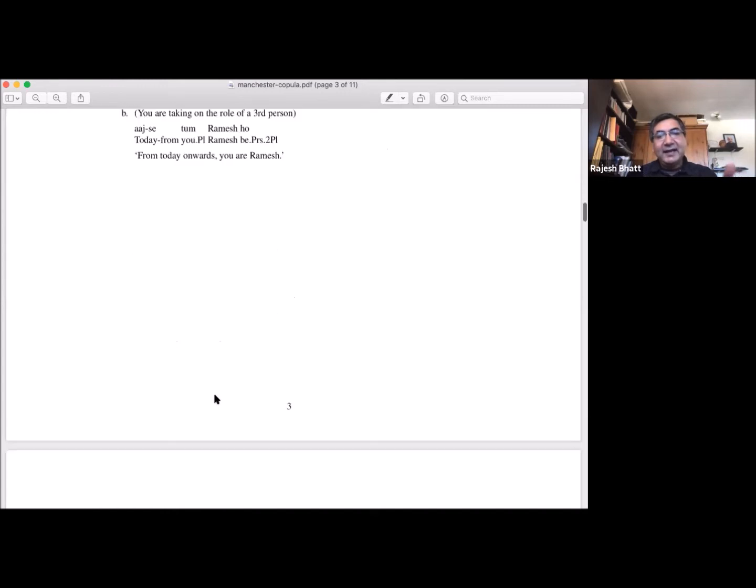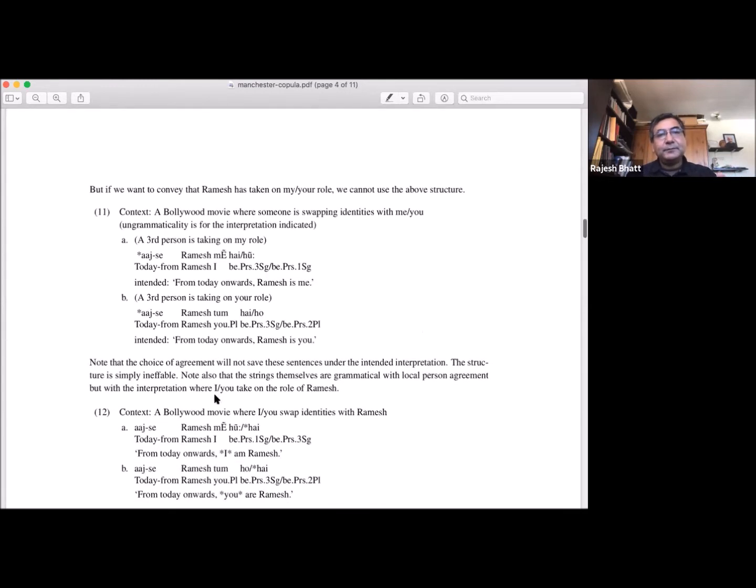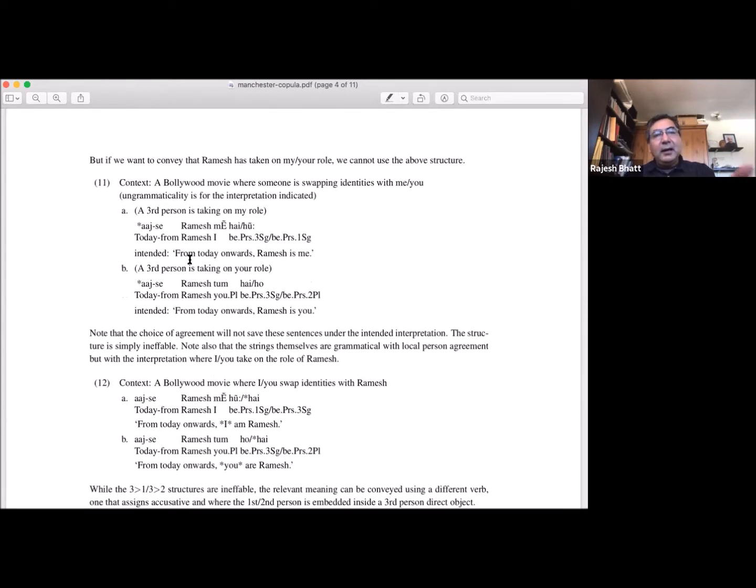Okay, so that is fine. But if you try to flip that, and you say, Aaj se Ramesh main hai, or Ramesh main hoon, these are both completely bad. No matter what you do, this is bad. And the same thing with Aaj se Ramesh tum hai and Aaj se Ramesh tum ho. These sentences are so bad that I cannot read them like Hindi sentences. I can only read them word by word.